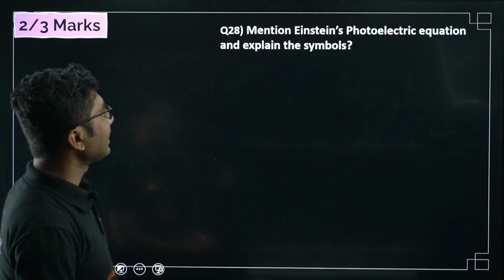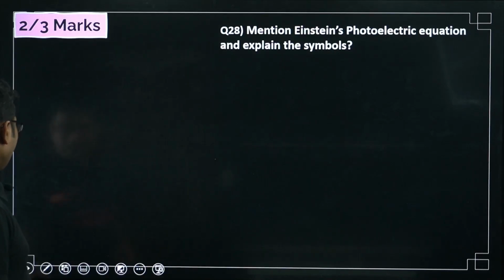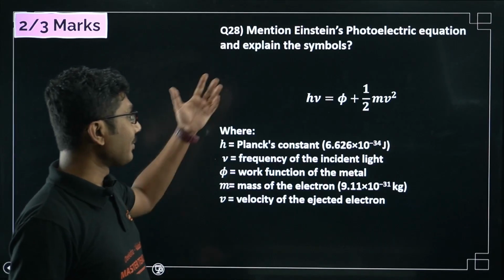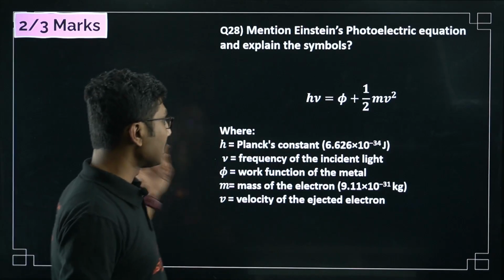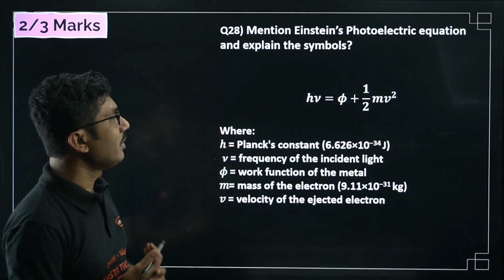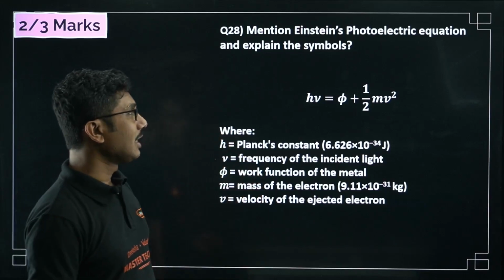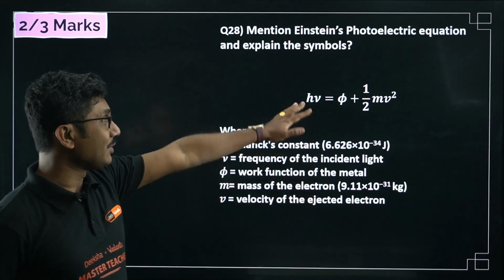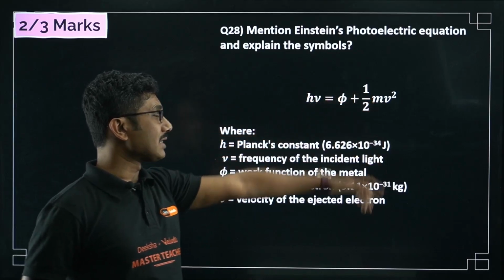Now mention Einstein's photoelectric equation and explain the symbols. Sometimes this comes as a 5-marker, or part of a 5-marker question, so this is a must-do question. hν = φ + ½mv². This is Einstein's equation. There are different forms of the same equation, but this is the main equation: hν equals φ plus half mv squared.